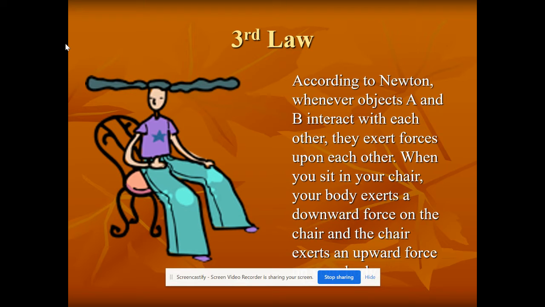According to Newton, whenever objects A and B interact with each other, they exert forces upon each other. So when you sit in a chair, like you're doing now, your body exerts a downward force on the chair, and the chair exerts an upward force on your body.